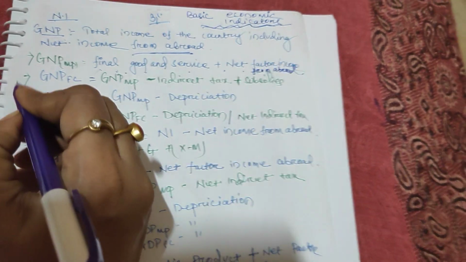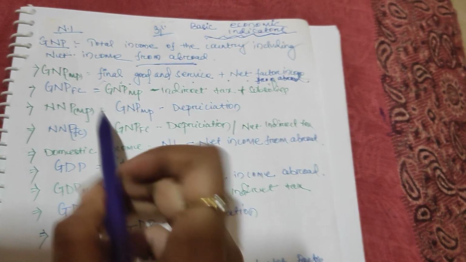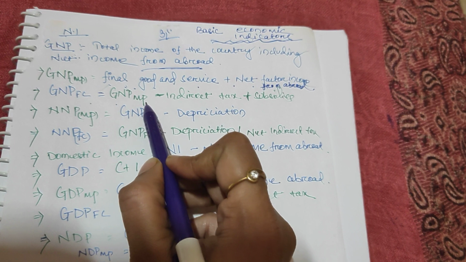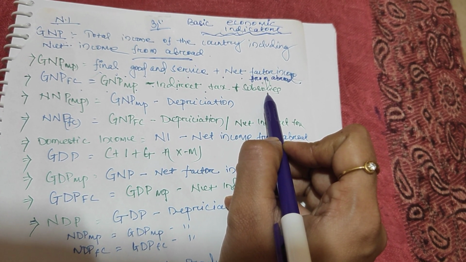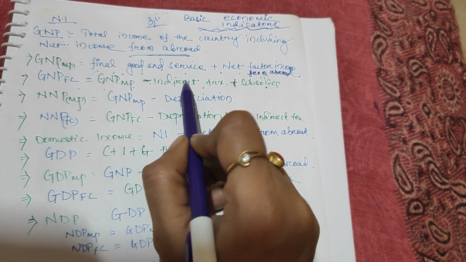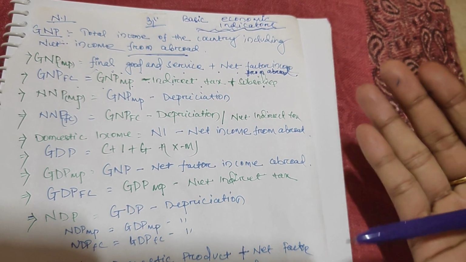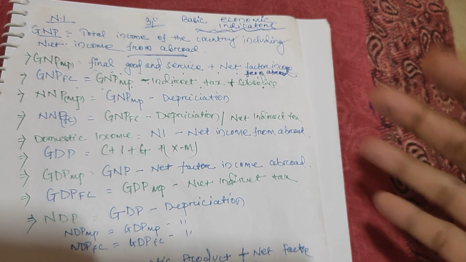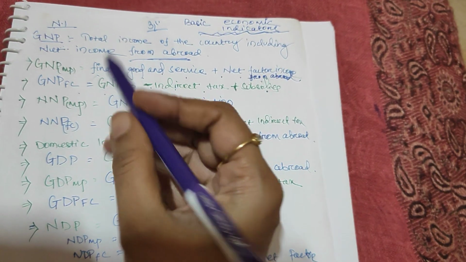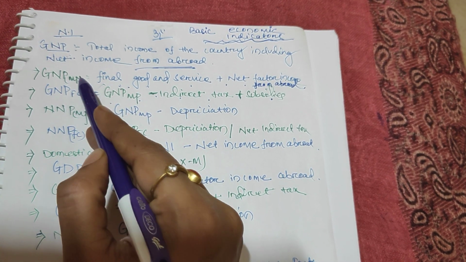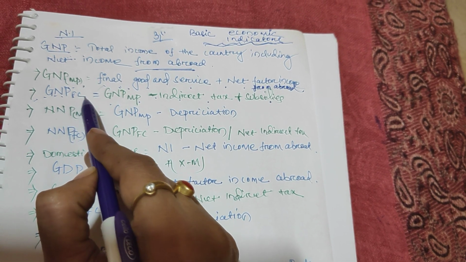If you got confused, then what is GNP FC? Gross national product at factor cost equals GNP MP minus indirect tax plus subsidies. GNP at factor cost is the sum of the market value of all the incomes earned by the various factors of production in one year in a country. So first I discussed GNP, then GNP at market price and GNP at factor cost.